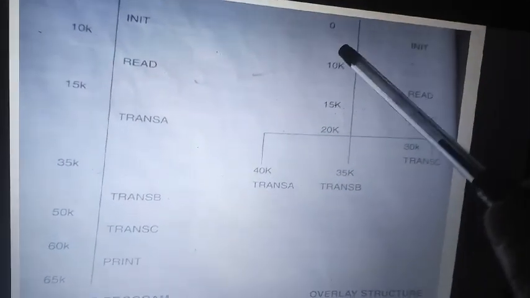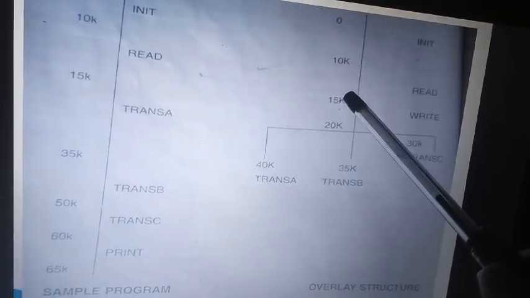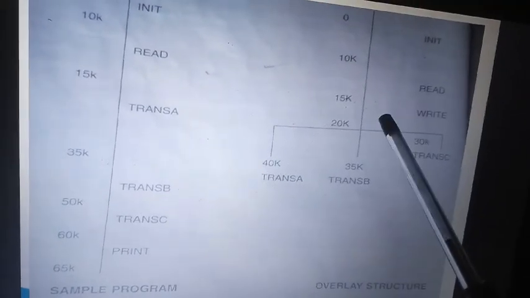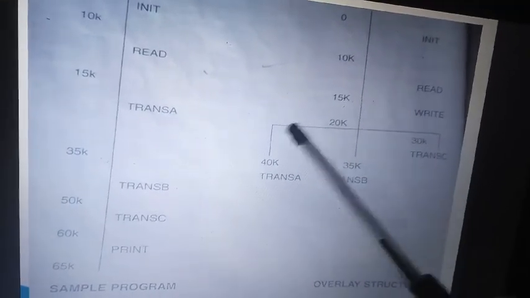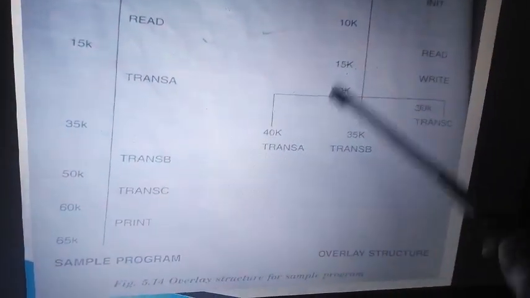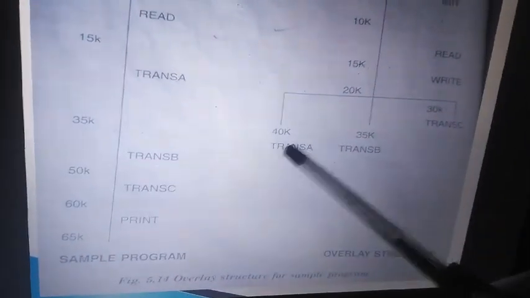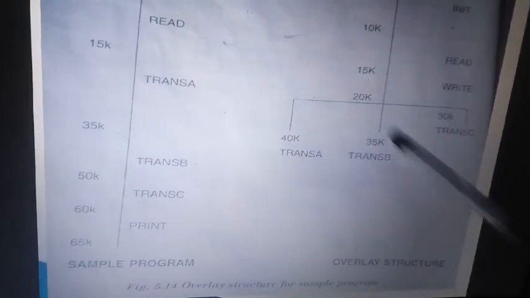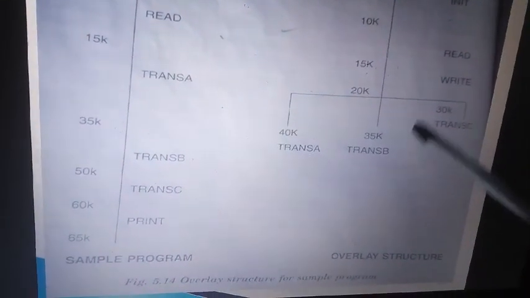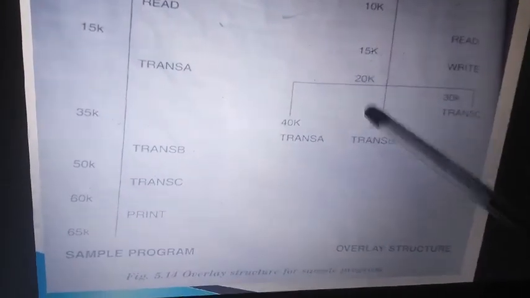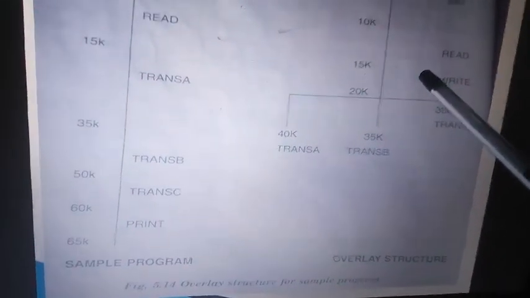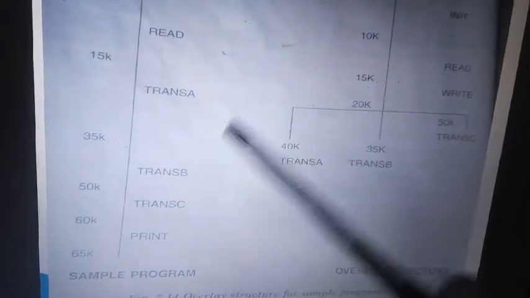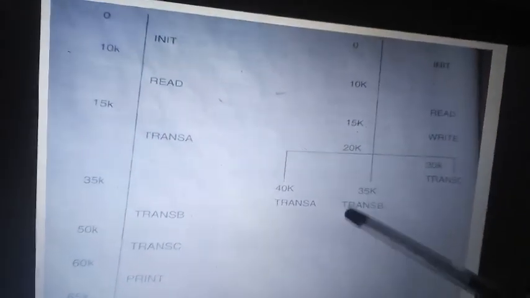If I go with overlay, we call the initial program and read program, 15K. After that, before going to print, which function do I call? If I call transaction A, only 40K is loaded. If it is transaction B, 35K is loaded. If it is transaction C, 30K is loaded. Then whichever program ran, the print program runs after it. Instead of loading all three, only the one that is called is read. So the maximum requirement is 40K instead of 65.